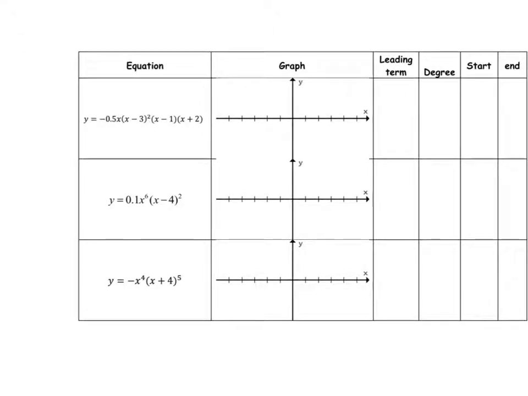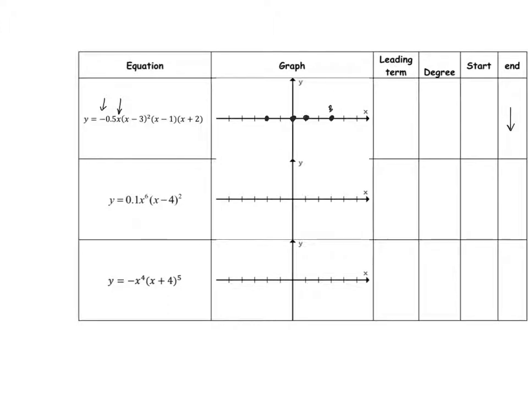We add a little bit more in here with the next one. We know our end direction is going to be down because of that negative. We know we're going to have a root at 0 because of the x right there. X minus 3 squared means we're going to have a +3 root. That's going to be a bouncing root. X minus 1 means we're going to have a crossing root at 1. And x plus 2 means we're going to have a crossing root at -2.